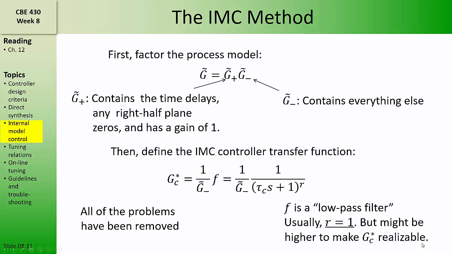Usually we choose r equal to 1, but r might be an integer larger than 1 if that's necessary in order to make GC star physically realizable. If r is equal to 1, then this term simply becomes a first-order filter.